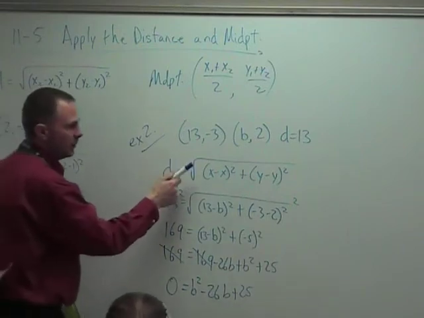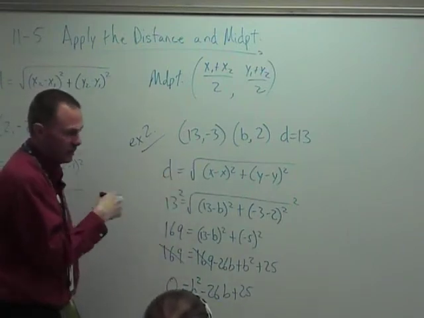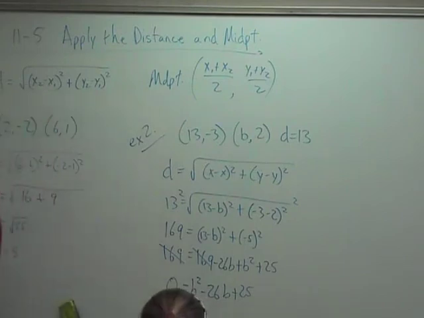So what do you do? You've got to get rid of your radical first. Get everything on one side, and then hopefully you'll see that you get a trinomial that you can factor. If you can't factor it, what do you do?